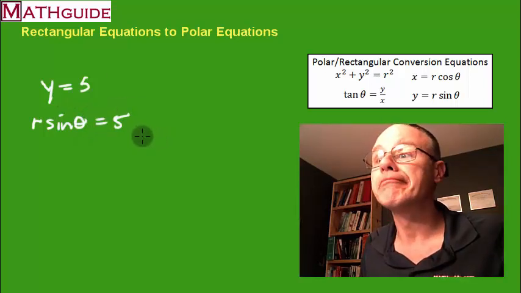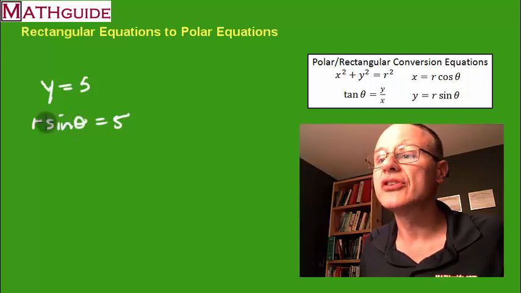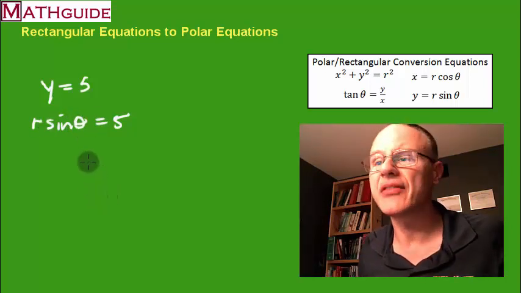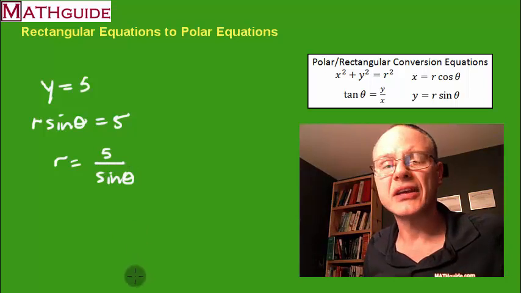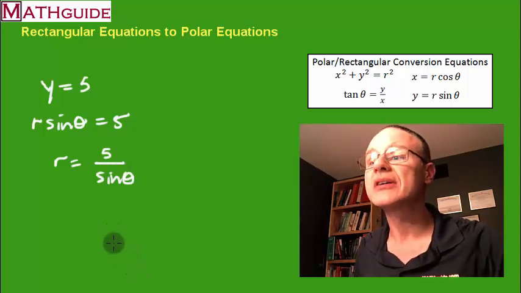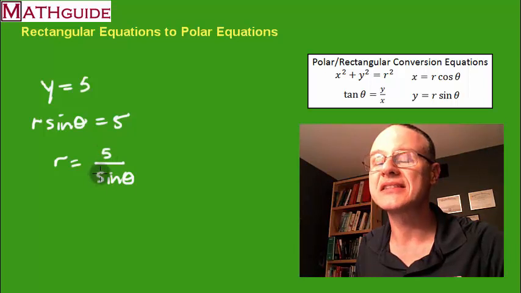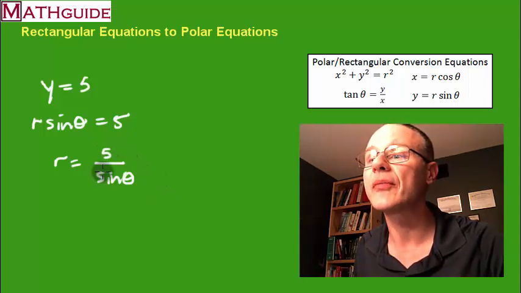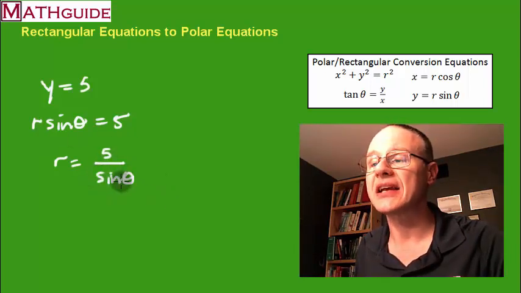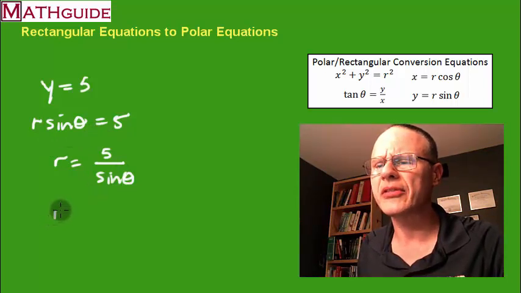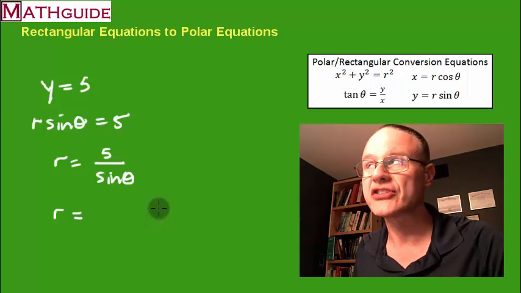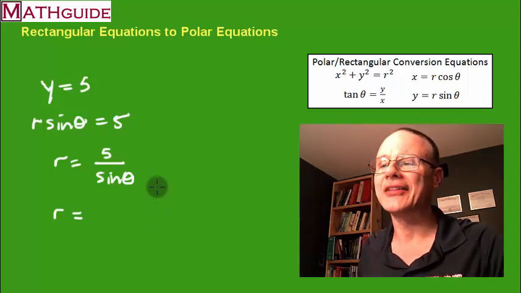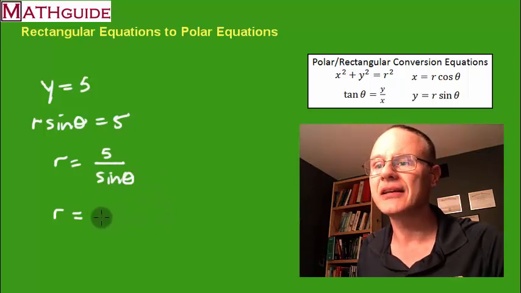Okay, now what? Well, I want to get the r alone. So I'm going to divide both sides by the sine of theta. If I divide both sides by the sine of theta, I get 5 over sine theta. Sorry, my 5's and my s's kind of look alike, which is why I try to stay away from that. But anyway, I divided both sides. I got that sine over there. But if you remember anything from your trigonometry and your reciprocal functions, the reciprocal of sine is cosecant.